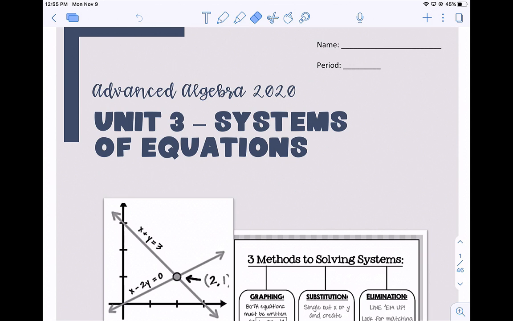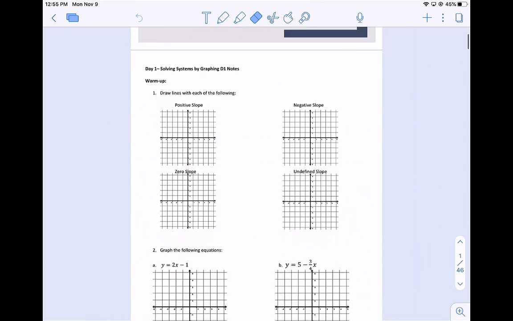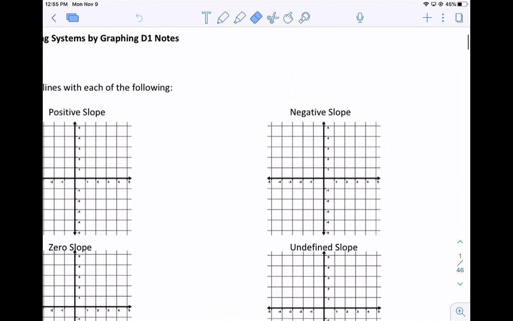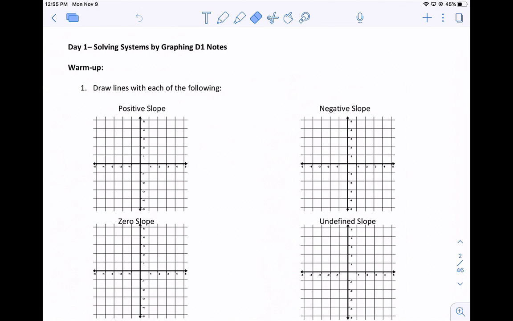Unit 3, we're going to take a look at systems of equations. So in the first section, we're going to solve a system by graphing. Warm up, can you draw lines with each of the following?